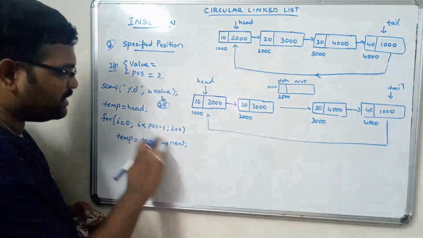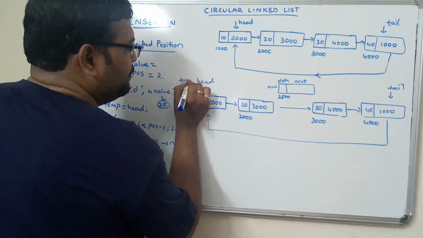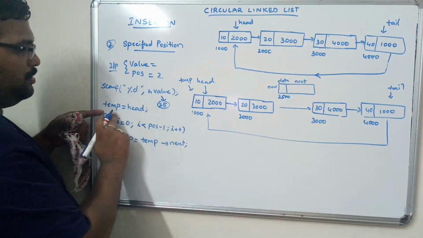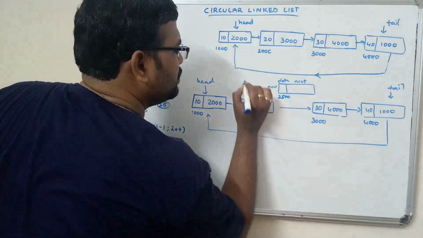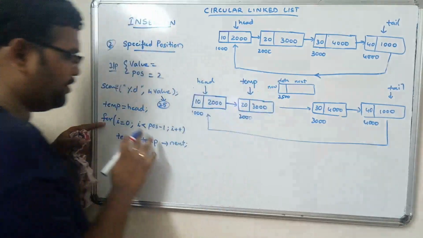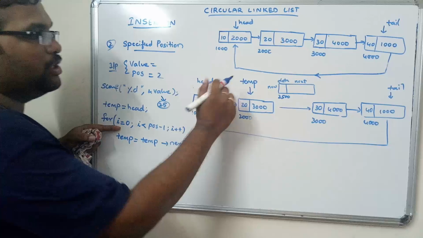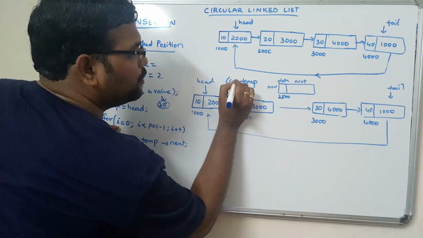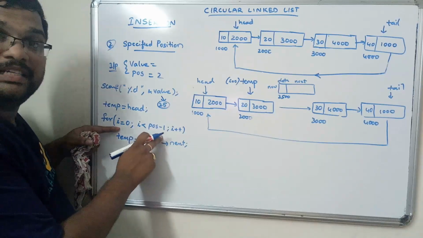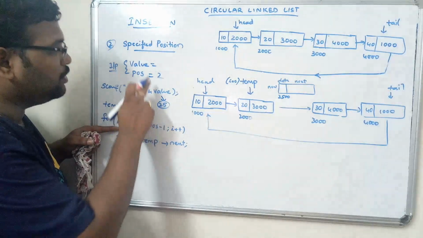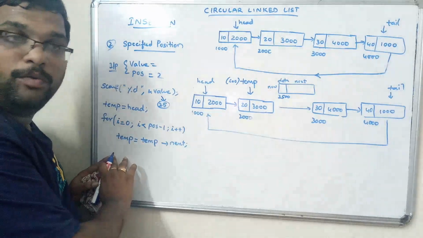So in the first iteration it will move. Initially the temp will be here, right? After the first iteration this temp will be moved to this one, right? And in the second iteration, whenever i is equal to 1, the condition is false, because 2 minus 1, 1 less than 1, condition false. So it comes out from the loop.